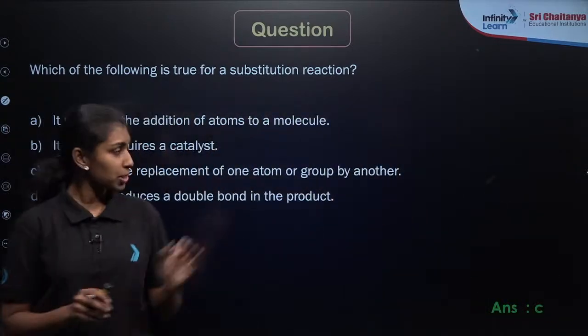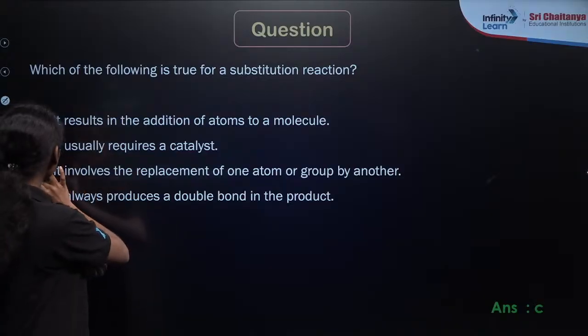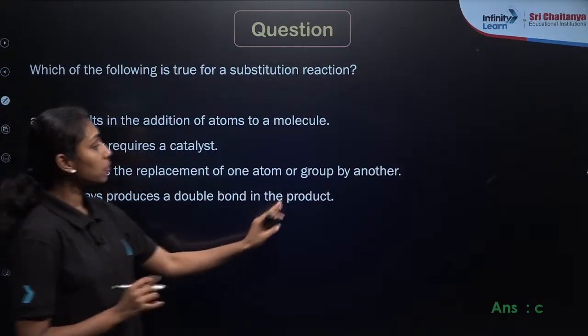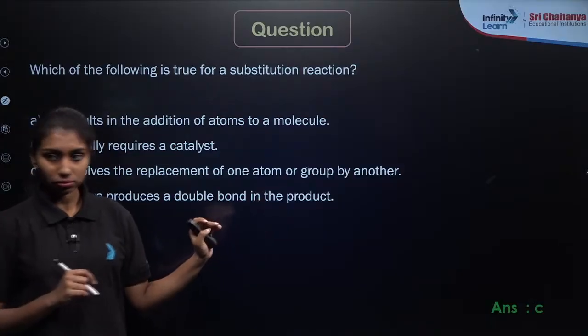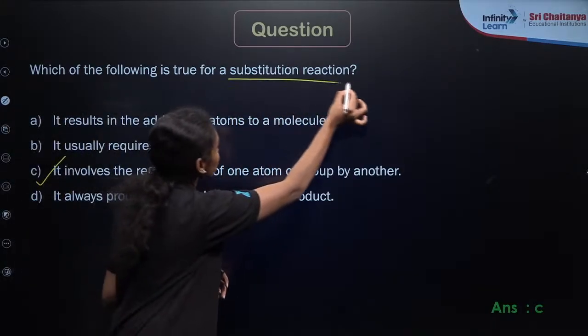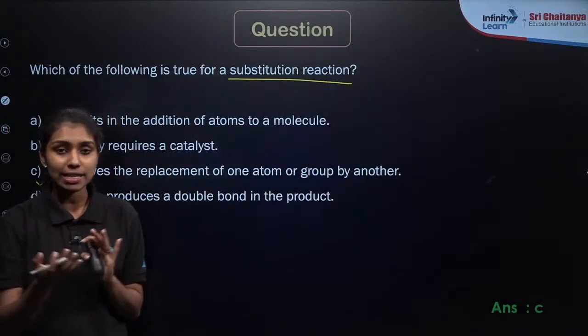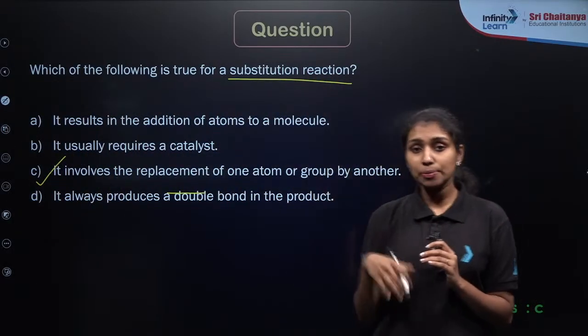Yes, Ayush, Arush, you are correct. Option C is our correct answer. That is the substitution reaction. It involves the replacement of one atom or group by another, right? We have discussed in our first question. So option C will be our correct answer, which is a correct explanation for the substitution reaction. We will be replacing any of the atom or molecule by another atom, right? So we will give the corresponding product over there.